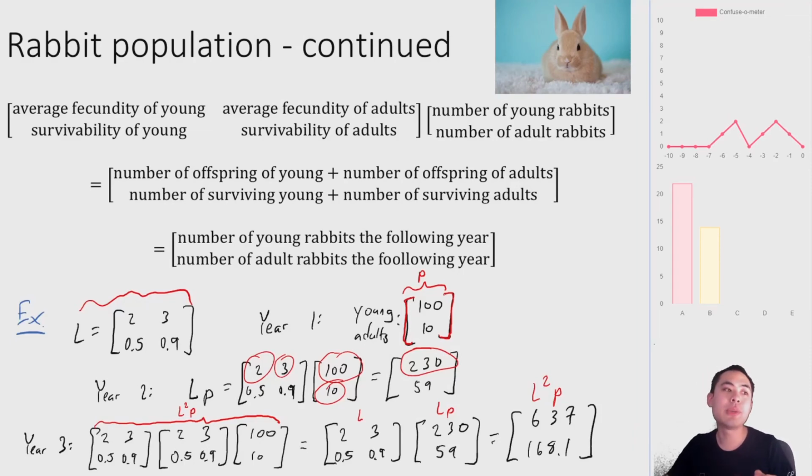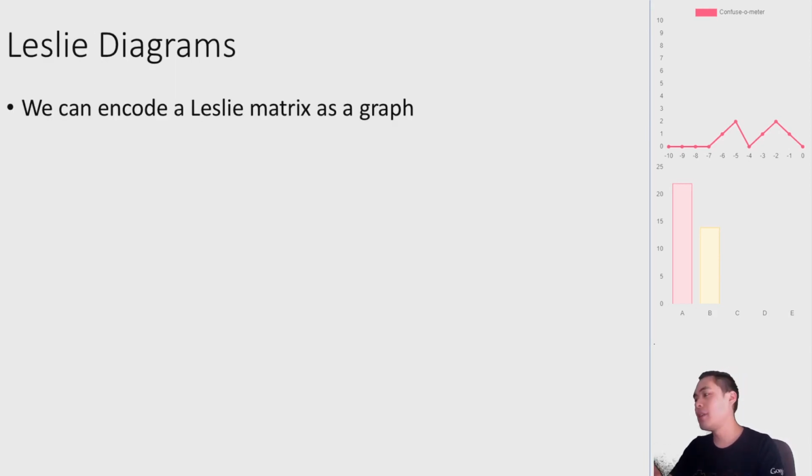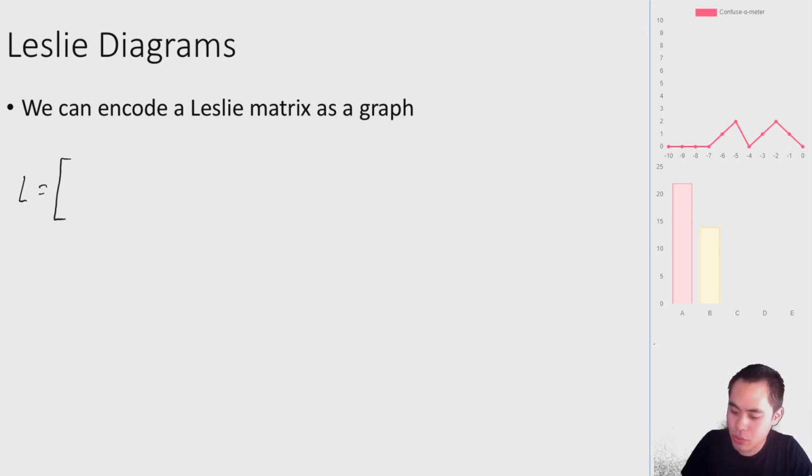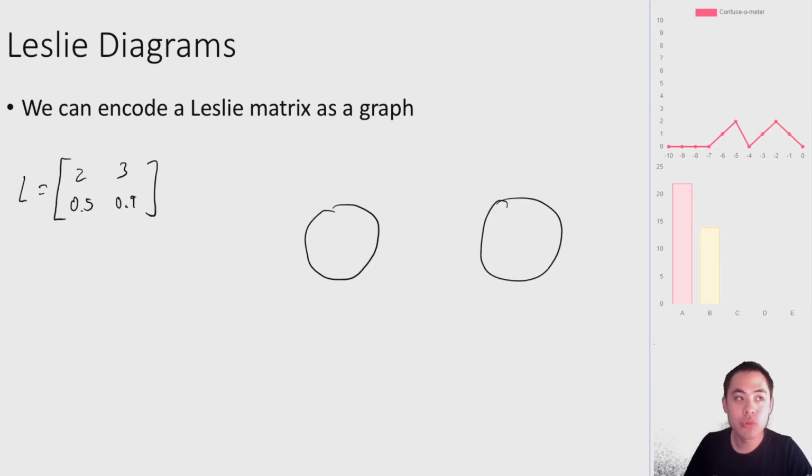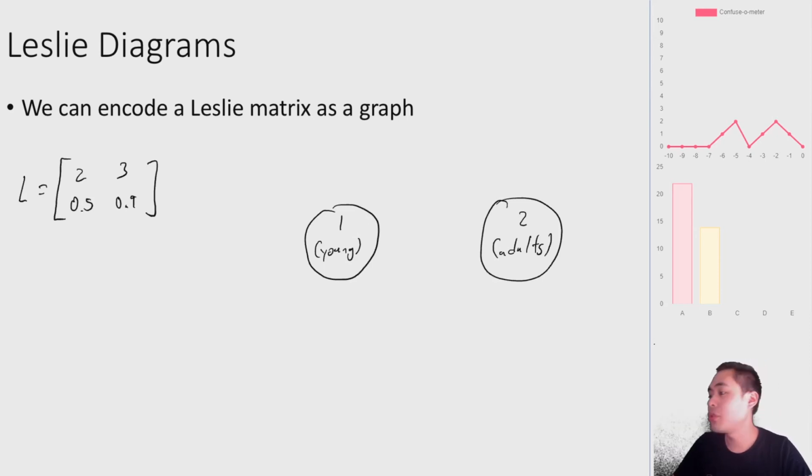There are a couple different ways we can encode the Leslie matrix. One of them, which is quite useful, is to encode it as a graph. This graph is sometimes easier for understanding what's going on, because if you just give a matrix, that's not really a picture of what's going on. If we have this matrix, L, equal to 2, 3, 0.5, and 0.9, you might encode it as a graph with two nodes. This here is node 1, which refers to the young. And this here is node 2, which is state 2 in the vector, which is adults. And we're going to draw arrows depending on what direction things go.